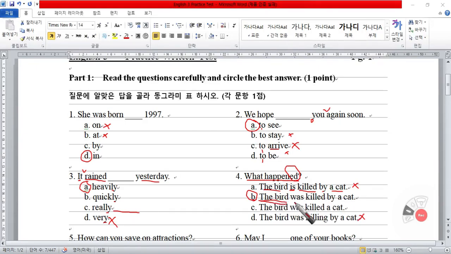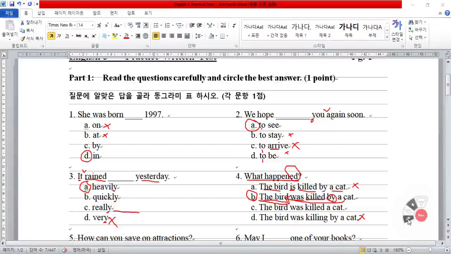So we see in this passive form, we have the be verb in the past tense, we have the past form of the verb, and then we have the word by. So again, the action is transferring from the cat to the bird. The cat kills the bird. But in this form, the bird was killed by a cat. The bird received the killing action. All right. So the answers, D, A, and B for the first four questions here.